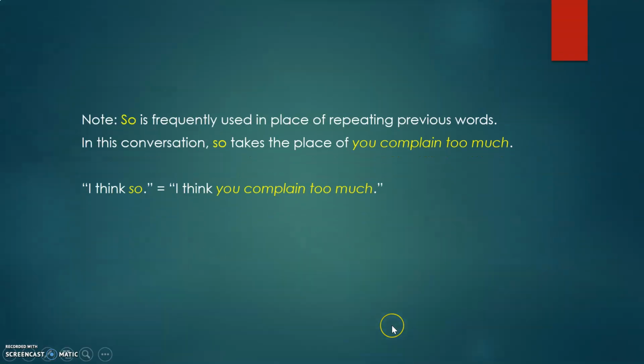Okay. So notice that the last line has a small number here. Let's find out what it is. It's a note here about the word so. So is frequently used in place of repeating previous words. In this conversation, so takes the place of you complain too much. So when Frank says, I think so, he means, I think you complain too much.